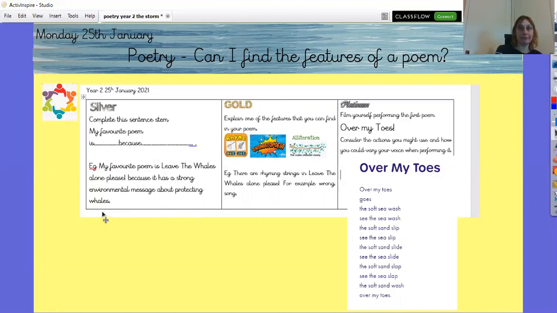So it says my favourite poem is Leave the Whales Alone, Please, because it has a strong environmental message about protecting whales. Okay, your gold task is to see if you can explain some of the features that you can find in your poem. So I've continued with Leave the Whales Alone, Please, and I've said that there are rhyming strings in there. For example, wrong and song.